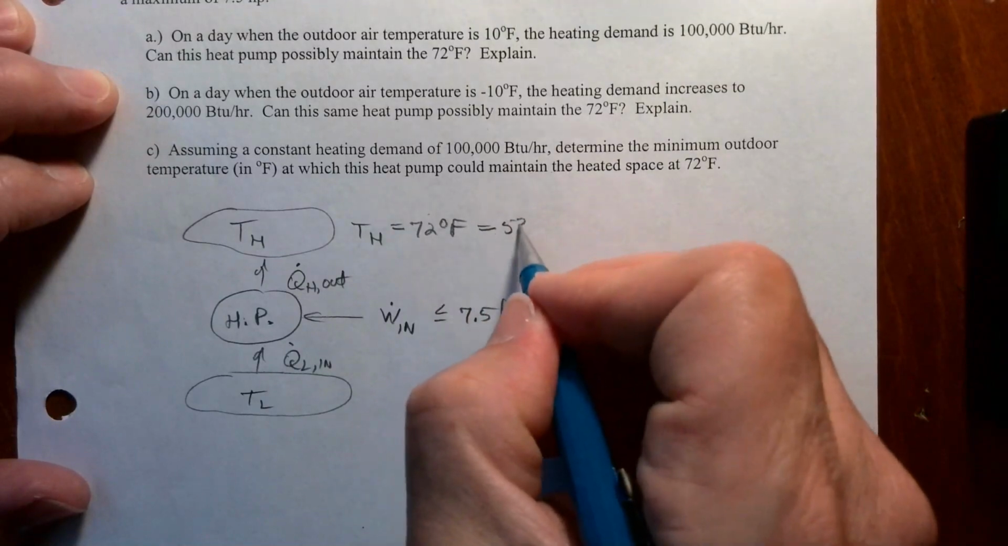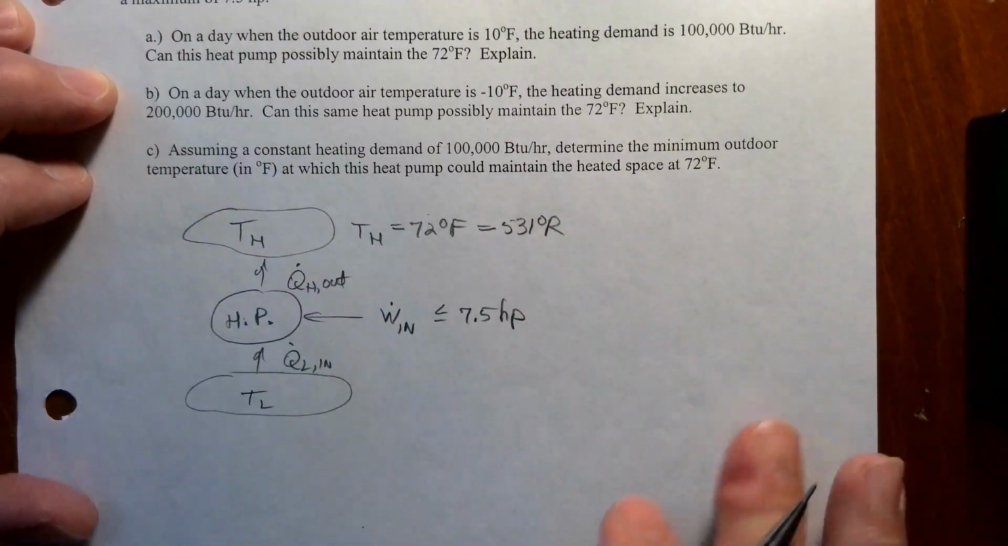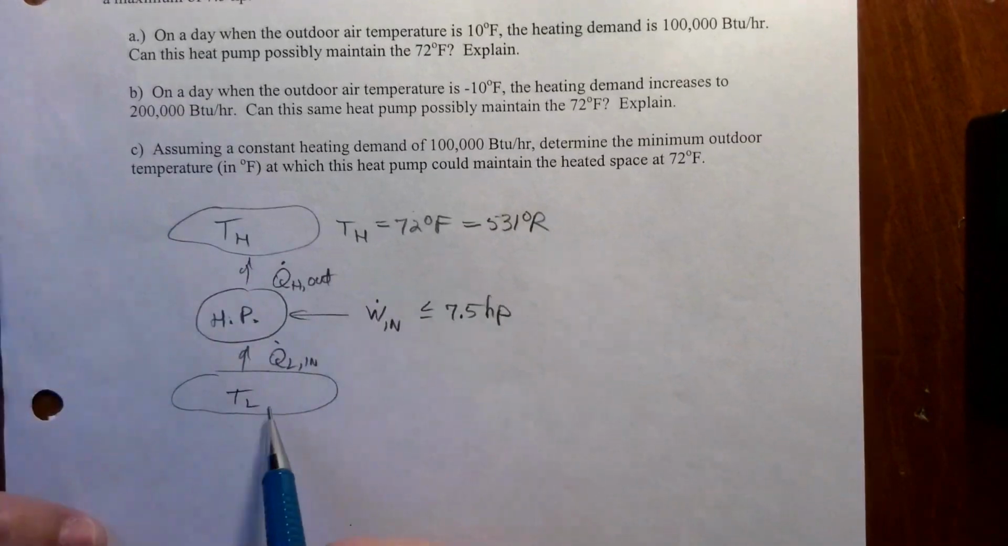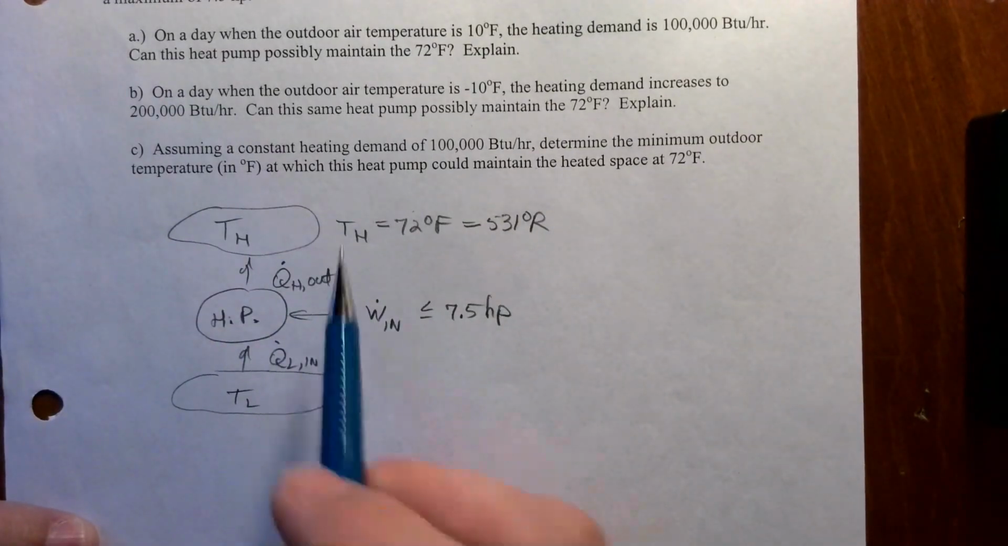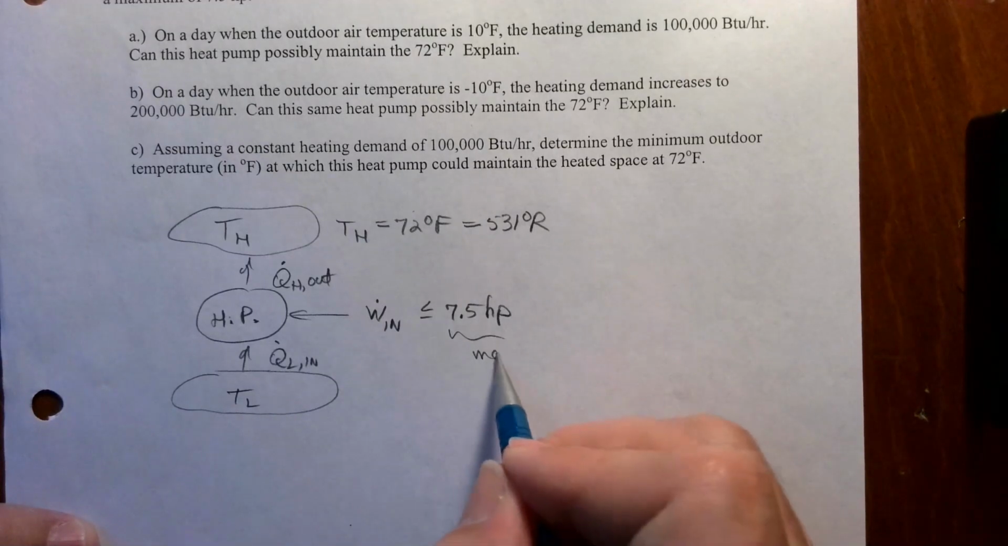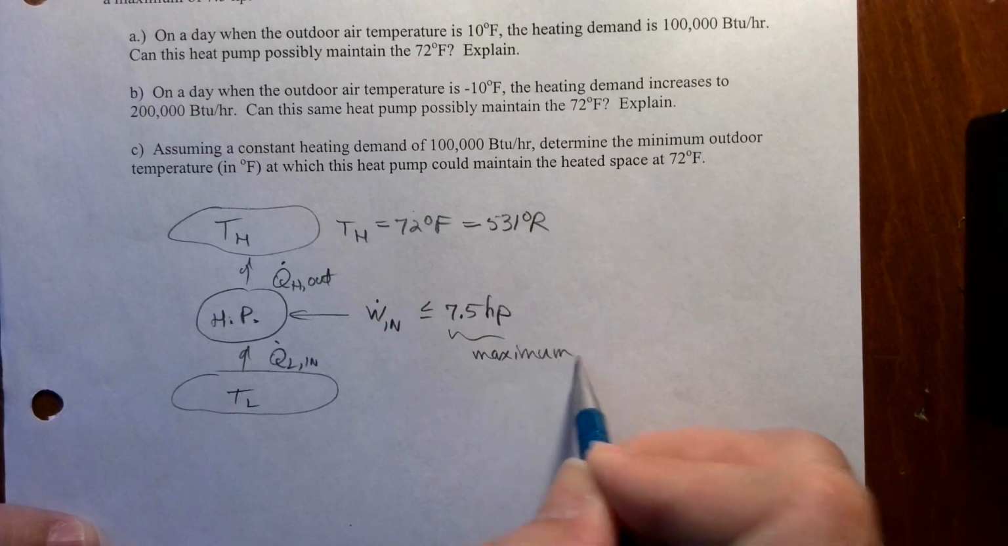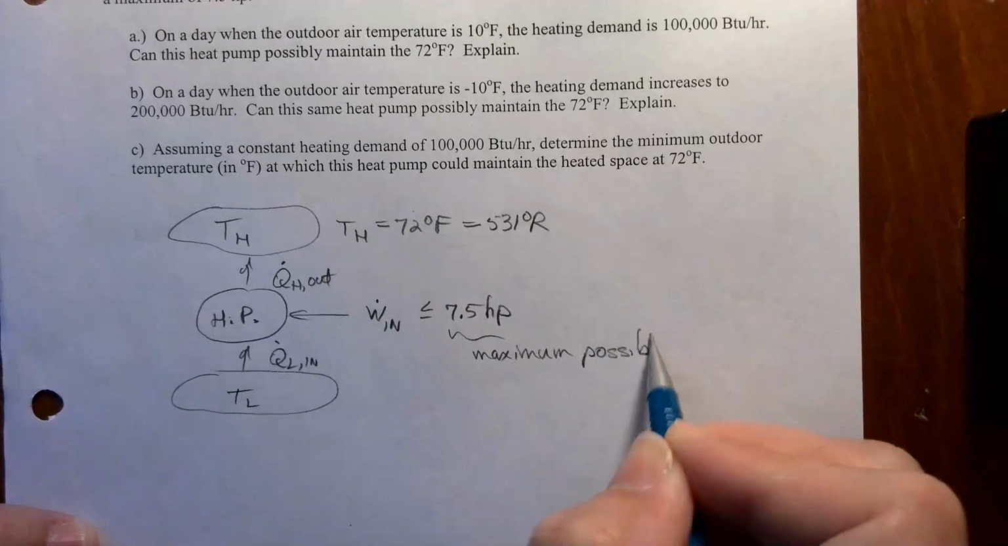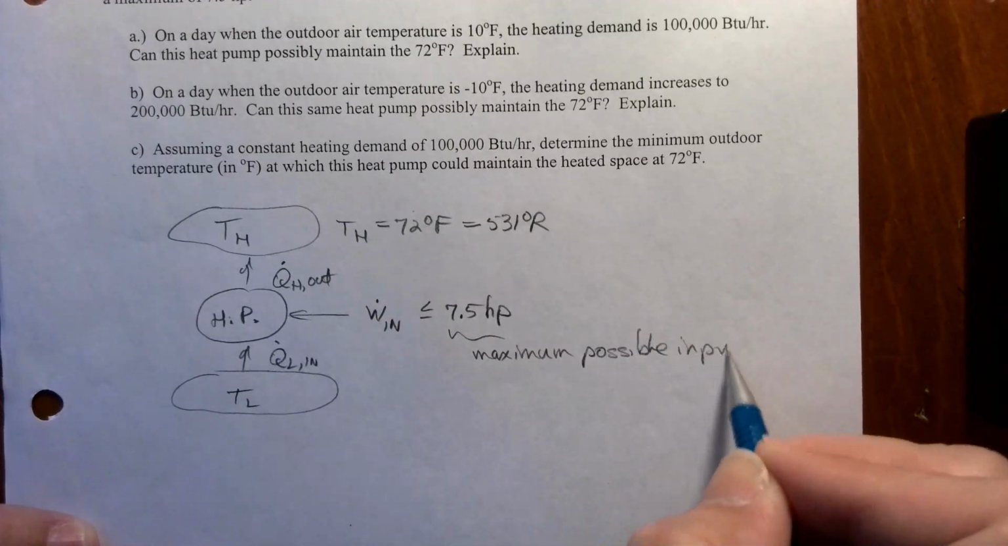So let's convert that to 531 degrees Rankine. And then this cold temperature reservoir is the temperature outside. This would be the temperature inside. We're trying to maintain the 72. This would be the cold temperature outside. So this varies depending on part A, B, or C. So let's go ahead and write down maximum possible input power.